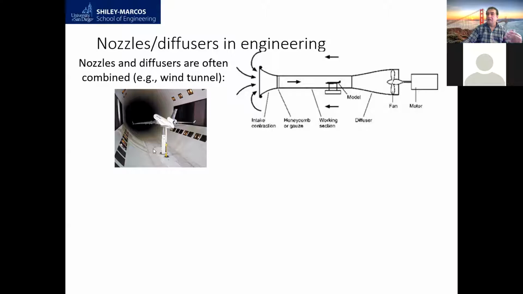And that is something that in advanced thermodynamics, it's a project that the students work on. They call it cascade blade, or we have a blade that is an airfoil, or it has the shape of a camber. All right. So this is the intake, and then we have a honeycomb or gauge, and then the working section, the model and diffuser. That's a nozzle diffuser, and then we have a motor.